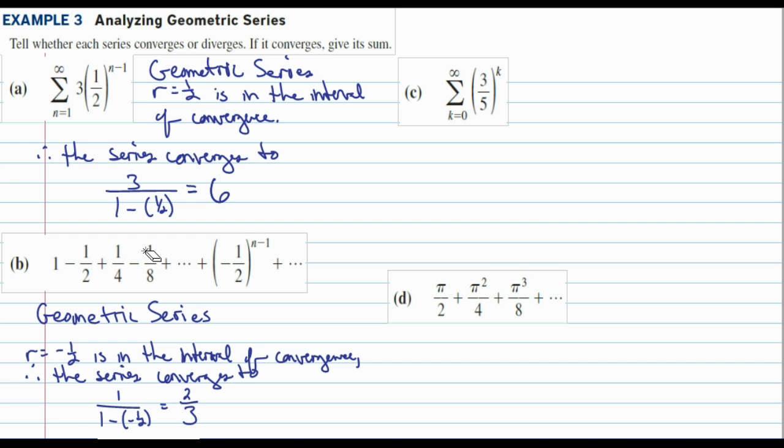So if I took each of these and kept adding and subtracting and adding and subtracting and adding and subtracting infinitely long, it's going to converge to 2/3, or 0.6 repeating.